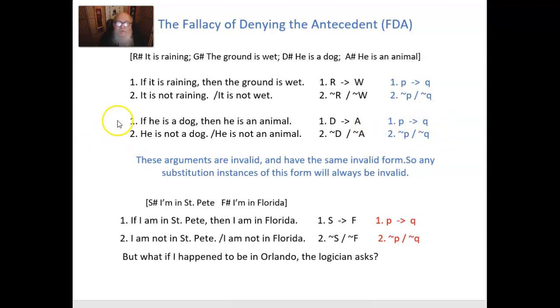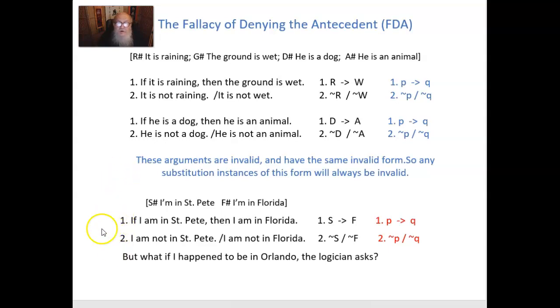It could be true that if he's a dog, then he's an animal. It could be true that he's not a dog, right? But it could also be false that he's not an animal. He could be a squirrel if he's not a dog, and he'd still be an animal. These arguments are invalid and have the same invalid form. So any substitution instances of this form will always be invalid.